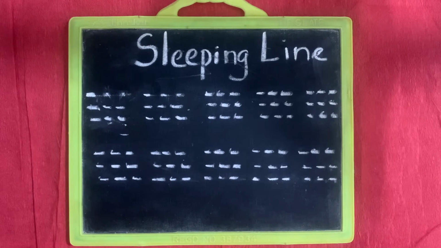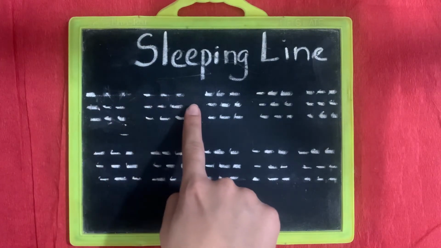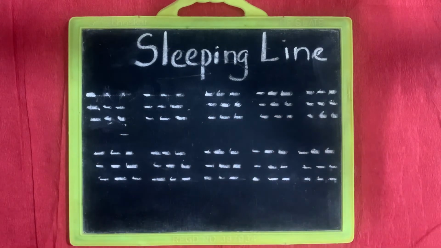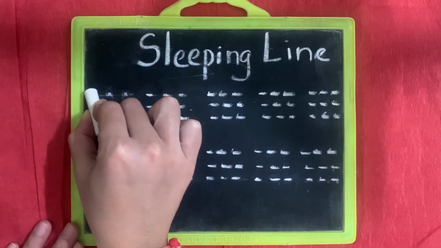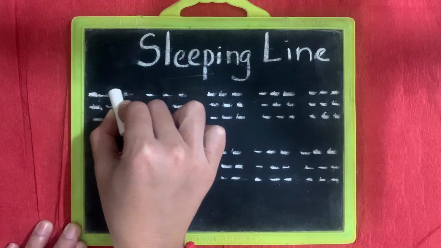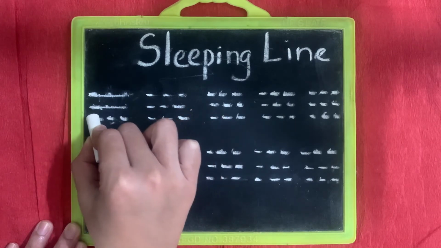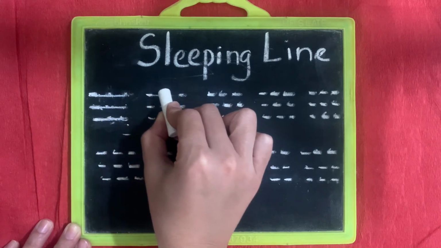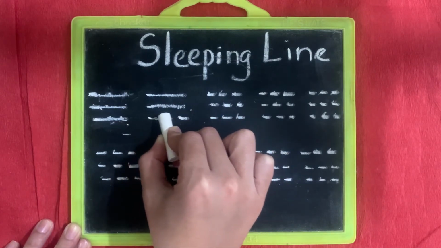Now let us learn how to trace sleeping line. See children, I have made these small lines on the slate. You can also ask your mama to do it for you at home. So let's start tracing on the small lines from left to right. Slowly, without lifting your hand, always draw from left to right.